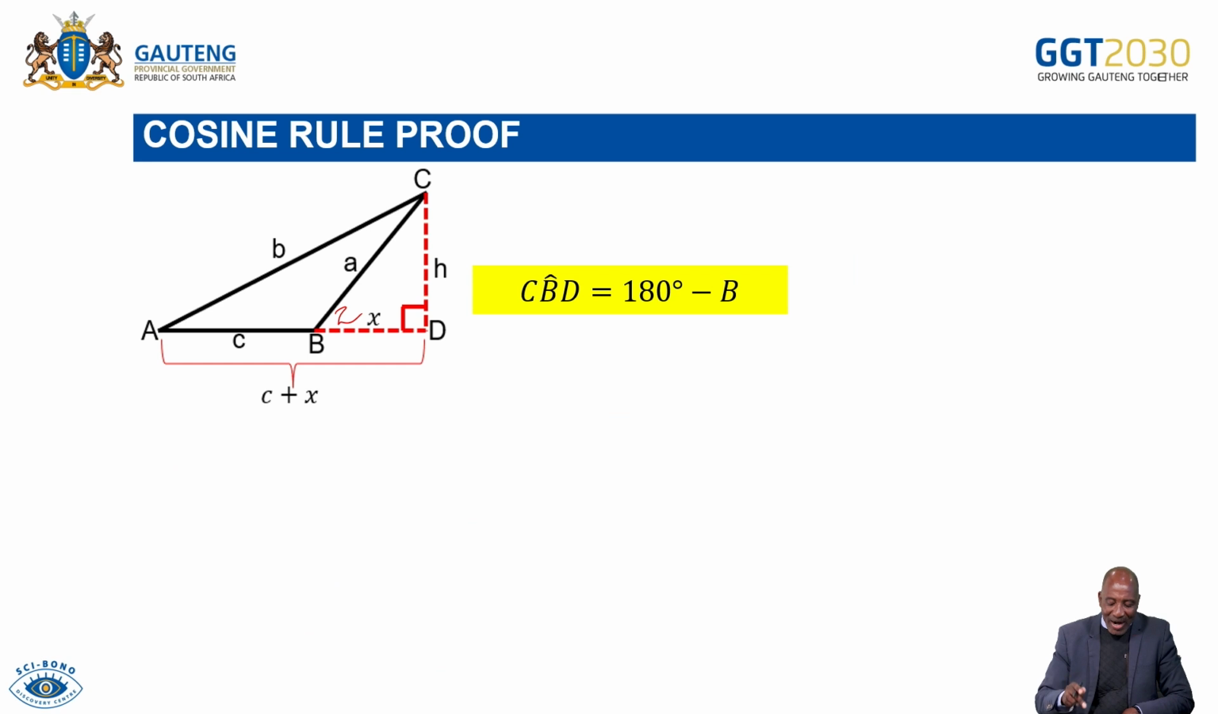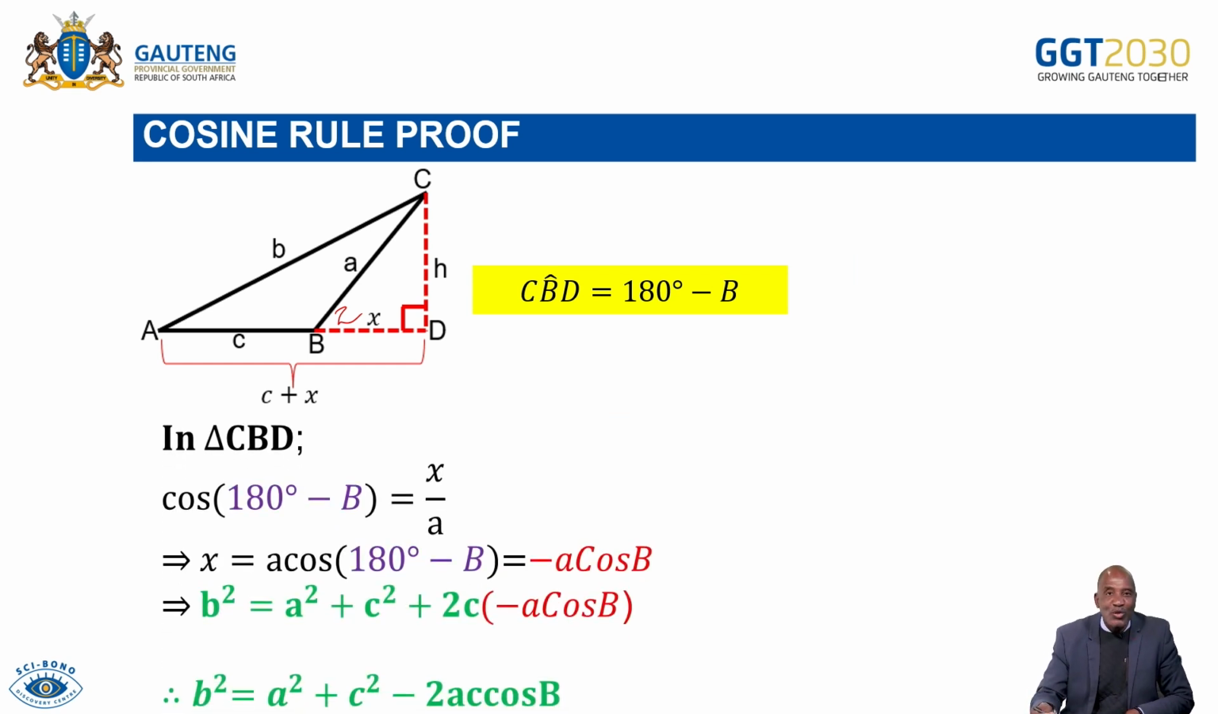So we do likewise as in the previous approach. Cos of 180 degrees minus B is equal to x over a. Using that small triangle, it's x over a. Then let's reduce. Remember, we are in the second quadrant where cosine is negative. So what does this mean? It means our x, when we cross multiply, is going to be a cos of 180 degrees minus B. But we know in the second quadrant cosine is negative. So it's going to be negative a cos B.